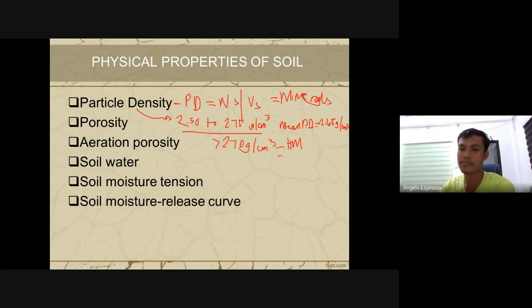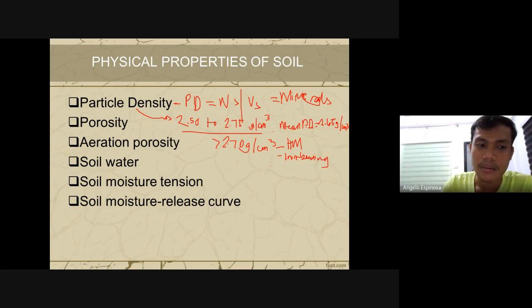Pag greater than particle density, meron siya mga iron-bearing minerals or heavy minerals. So, what are those examples of iron-bearing minerals? We have magnetite, hornblende, zircon as examples of heavy minerals. Pag lower naman, ang range niya, lower than 2.50 gram per centimeter cube.